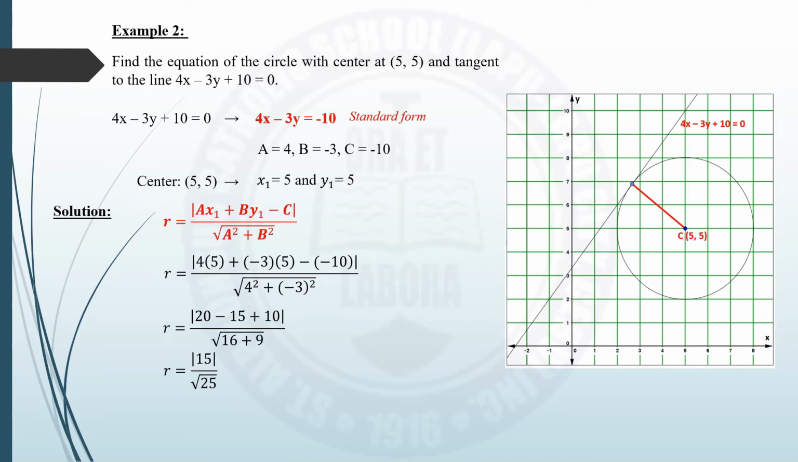And 16 plus 9, the answer is 25. So we have square root of 25 in our denominator. And then simplify them further. The absolute value of 15 is 15, and square root of 25, the answer is 5. So 15 divided by 5, the answer is 3. So the radius has the distance of 3 units.